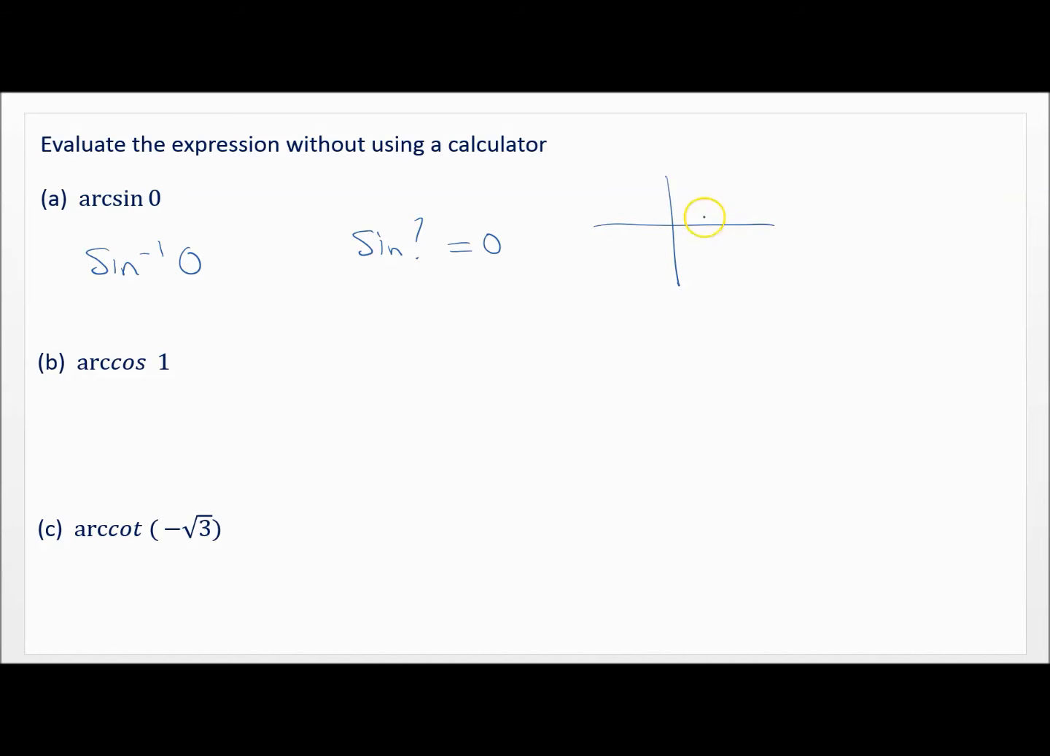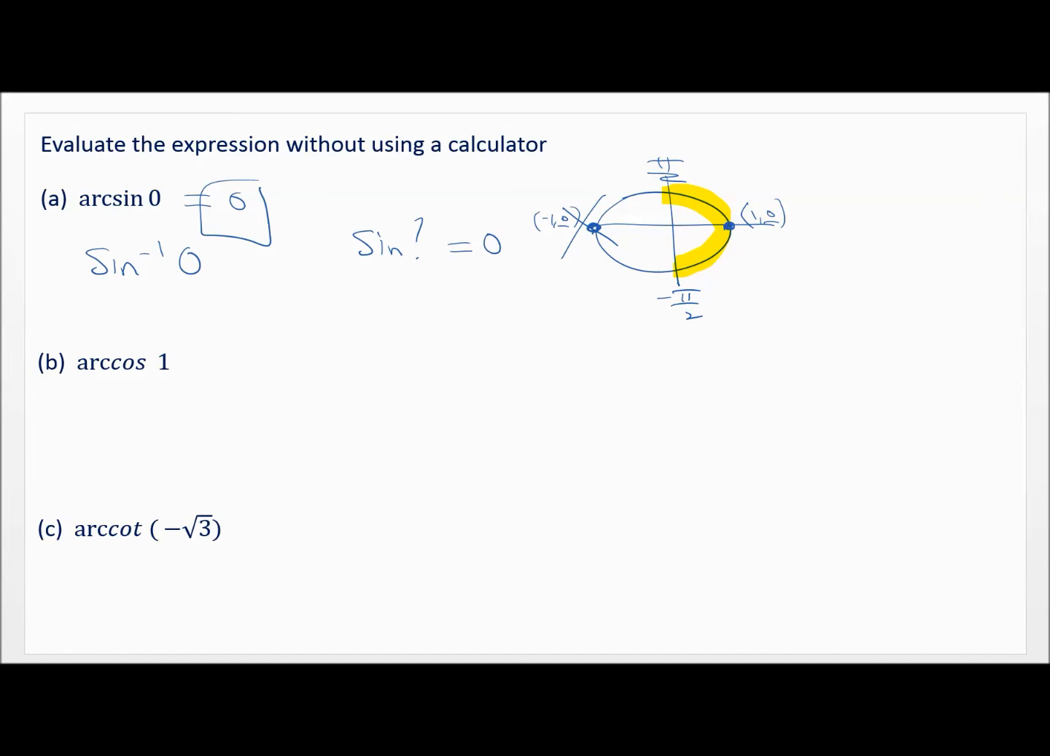Now, again, you either need to know your special triangles or your unit circle, but sine of 0 equals 0 and sine of pi equals 0 on the unit circle. Because remember, you have a unit circle and sine is the y values. So y is equal to 0 right there, and y is equal to 0 right there. But inverse sine or arc sine is only defined between negative pi over 2 and positive pi over 2. So this answer of pi is out. The only answer that applies would be 0. So the arc sine of 0 is 0.